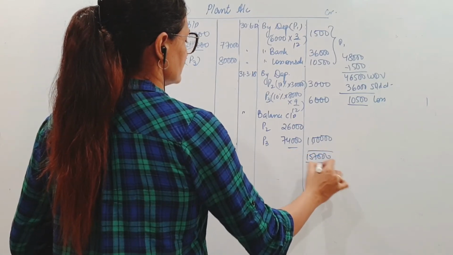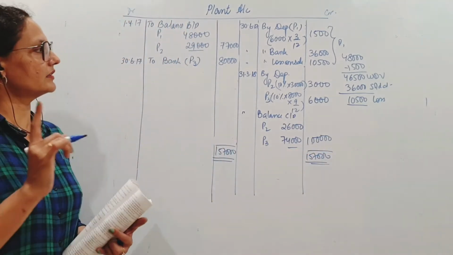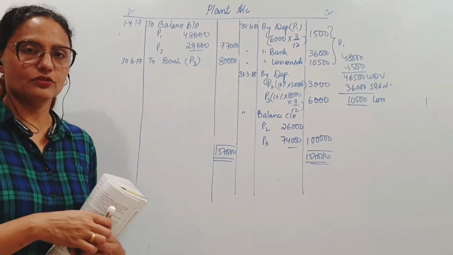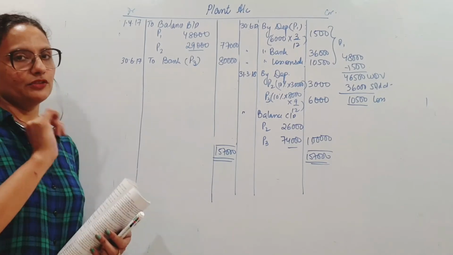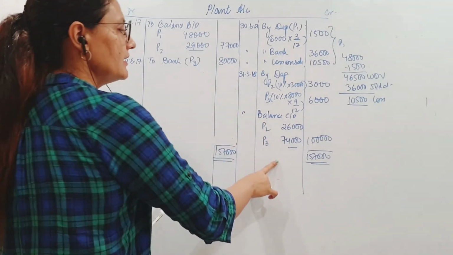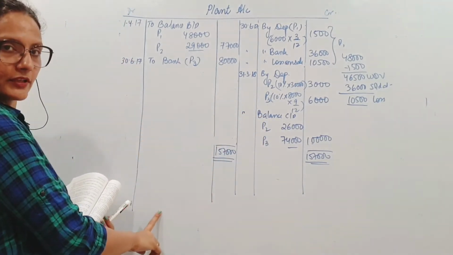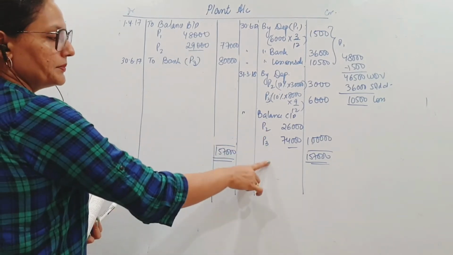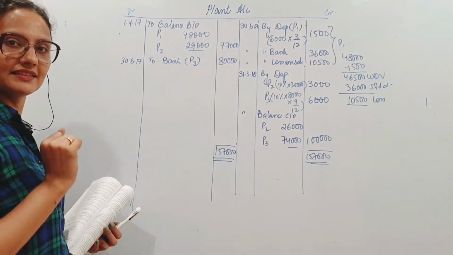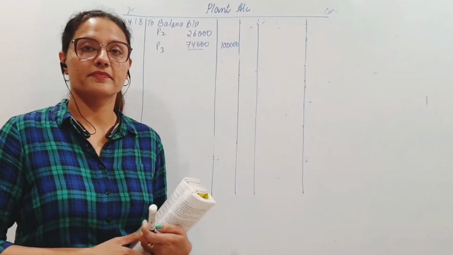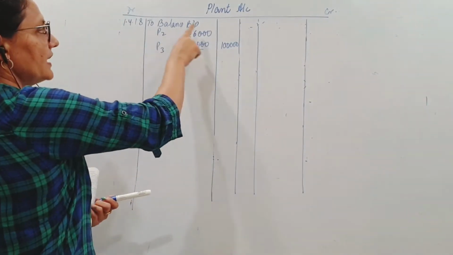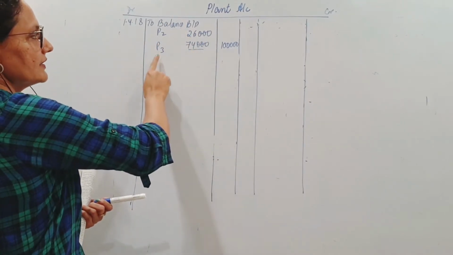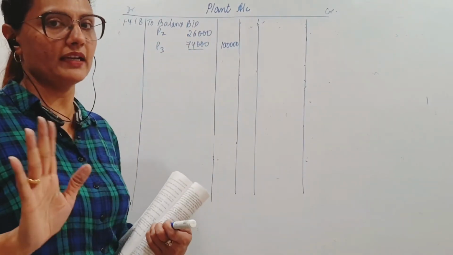So the third year done. So that's how you keep on doing the sale entry, right? We have one more year to go. Again, I will do the same thing. I'm going to bring down the balance here. Okay, we will continue here separately, plant 2 and plant 3. I have brought this down. On 1/4/18 to balance brought down P2 26, P3 74, 1 lakh.